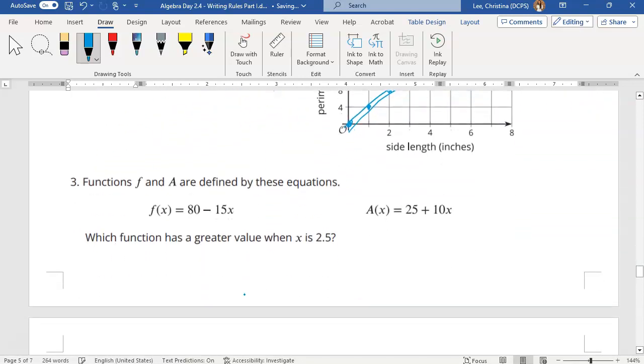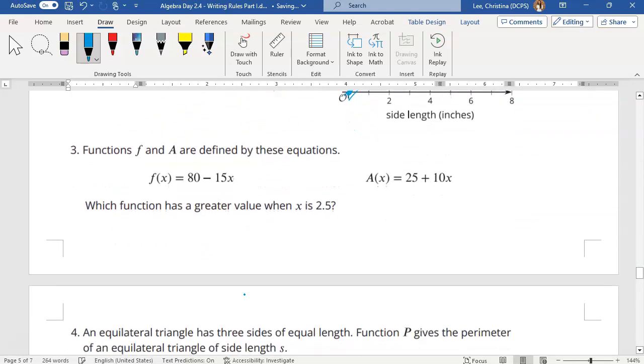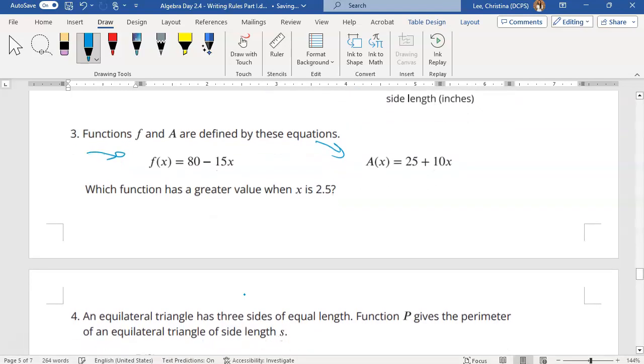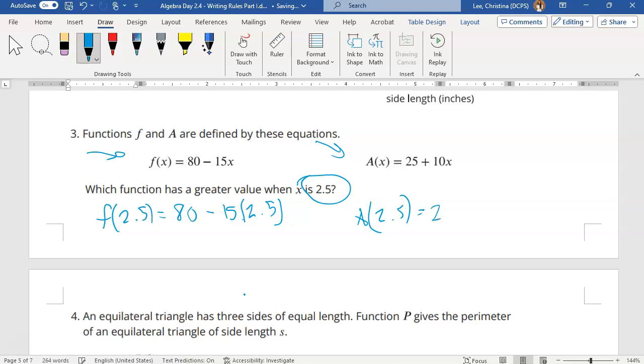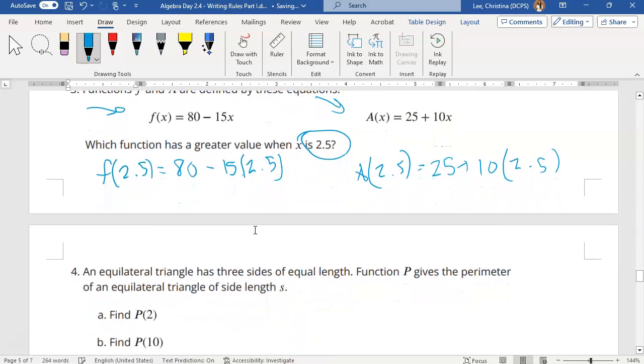All right. Functions f and a are defined by these equations. So this is one function, this is the second function. Which function has a greater value when x is 2.5? So to find that out, I'm going to plug in 2.5 for x. So f of 2.5 equals 80 minus 15 times 2.5. And a of 2.5 equals 25 plus 10 times 2.5. And so all you need to do is calculate now and decide which one is greater, f or a. I'll let you work out those calculations yourself.